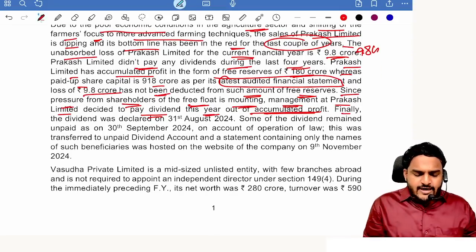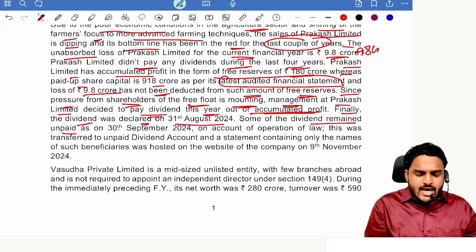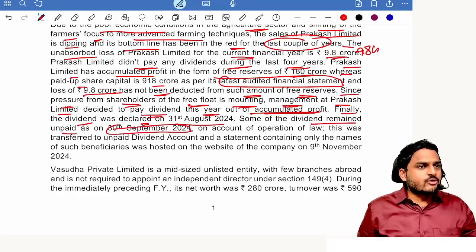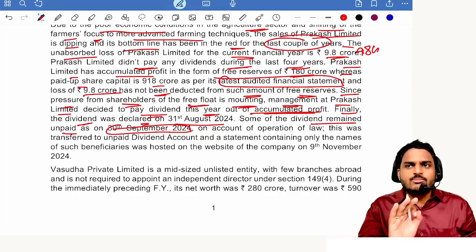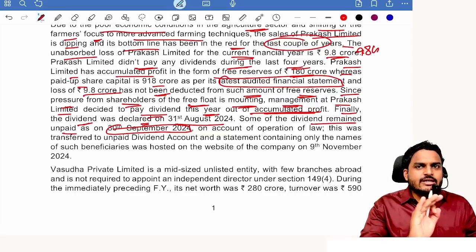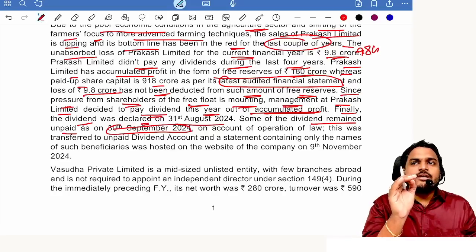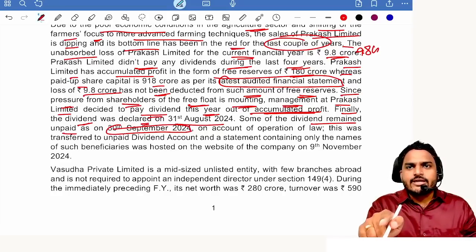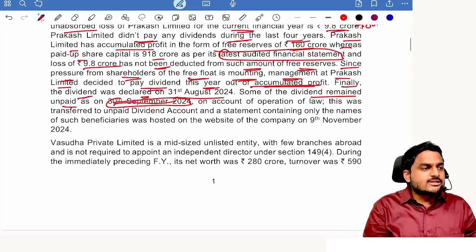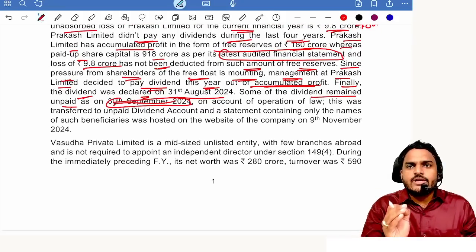First thing. Finally, the dividend was declared on 31st August. Some of the dividend remained unpaid as on 30th September 2024. What is the time limit for payment of declared dividends? 30 days from the date of declaration of dividend. While counting 30 days, as per the General Clauses Act 1897, the from date is excluded and the to date is included. That means 30th September is the due date for payment of dividends.